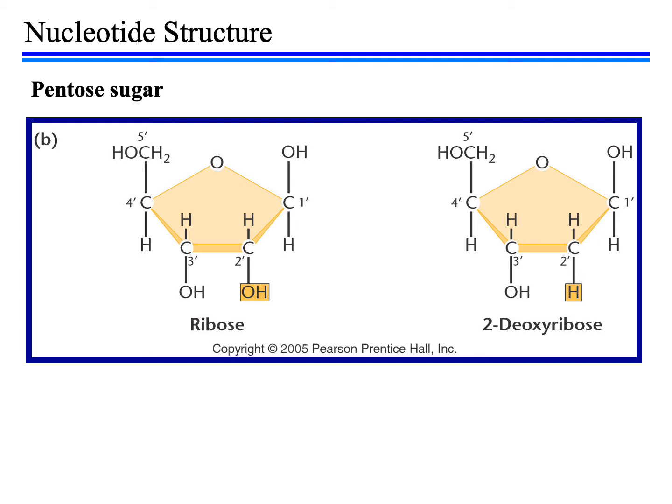Ribose is the type of sugar that is found in RNA nucleotides, and deoxyribose is the type of sugar found in DNA nucleotides. And as you can see on this slide, the proper designation for deoxyribose is actually 2-deoxyribose because that indicates the carbon where the oxygen is actually missing.